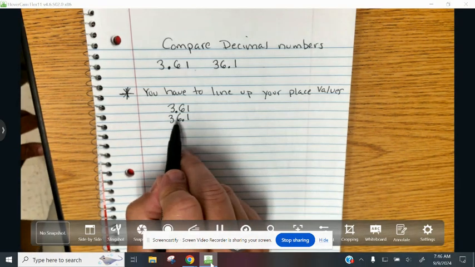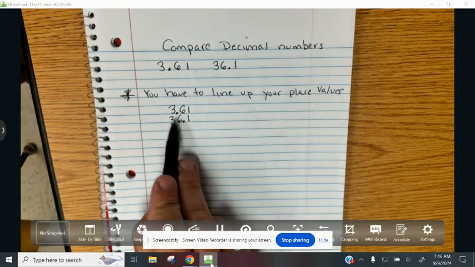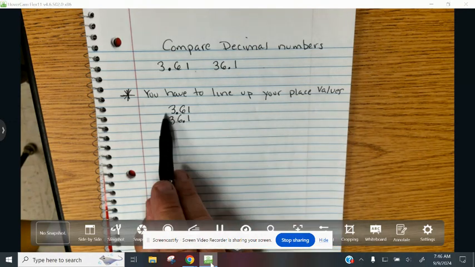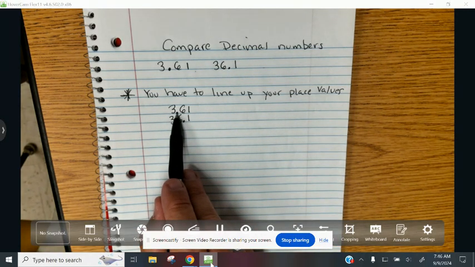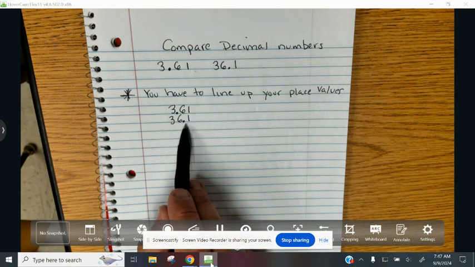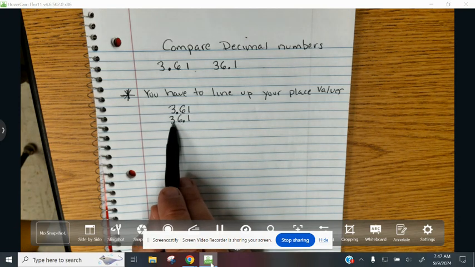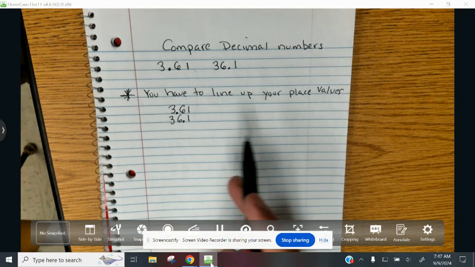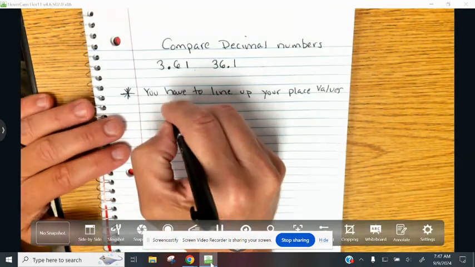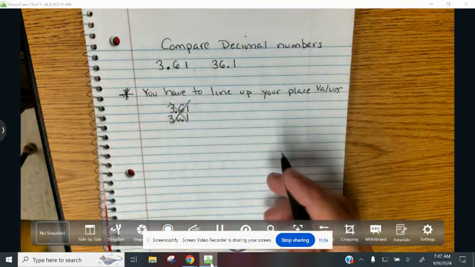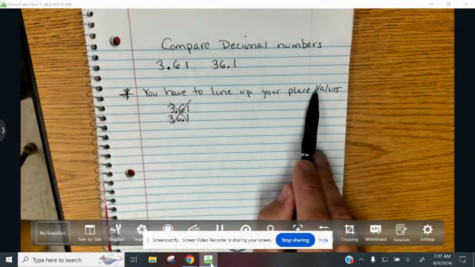Because if you look, the decimals are in different spots. Here, the decimal is behind the 3. Here, the decimal is behind the 6 and the 3. So these are very much two different numbers. So this is not how you do it. You do not line up the digits. You line up your place values.